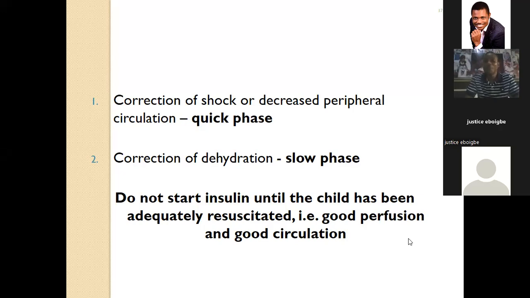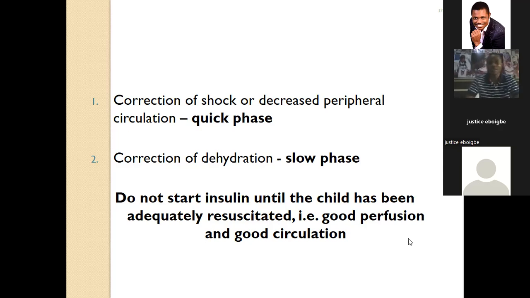But the issue is that even when you are giving anti-shock, you remember the normal anti-shock is given at 20 mils per kg of normal saline or Ringer's lactate. But in diabetic ketoacidosis, we still give over 1 hour, but at 10 mils per kg because of the risk of cerebral edema. We want to reduce that risk.